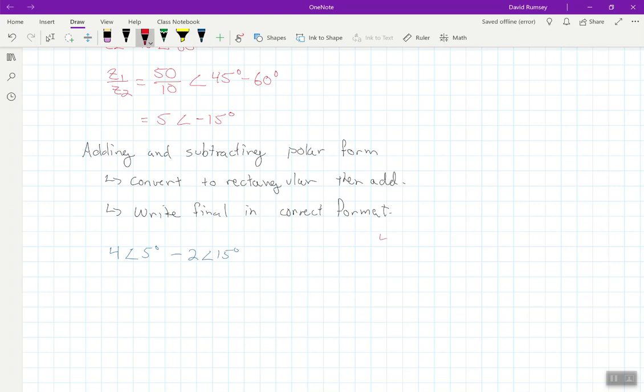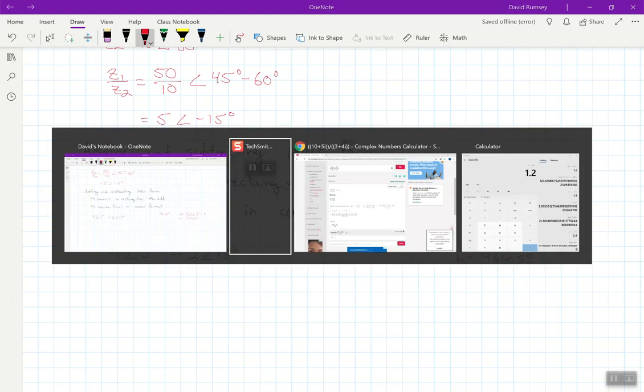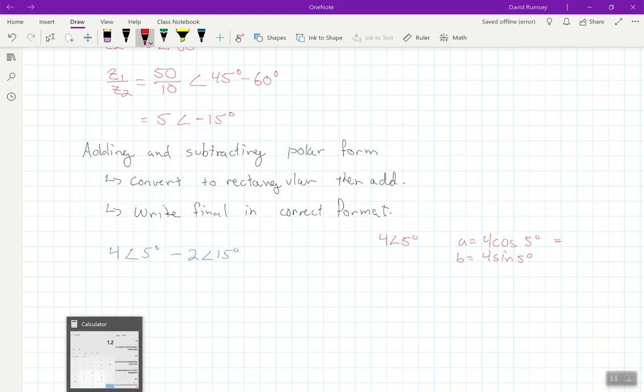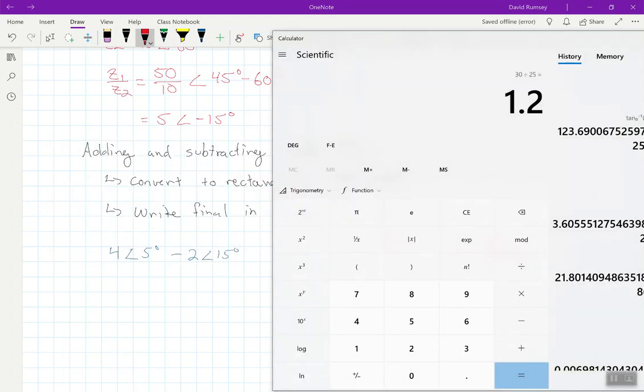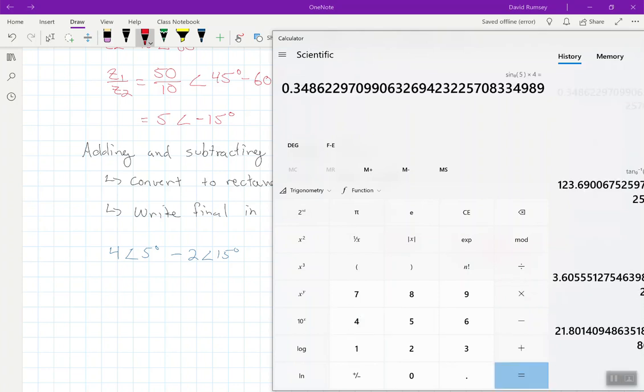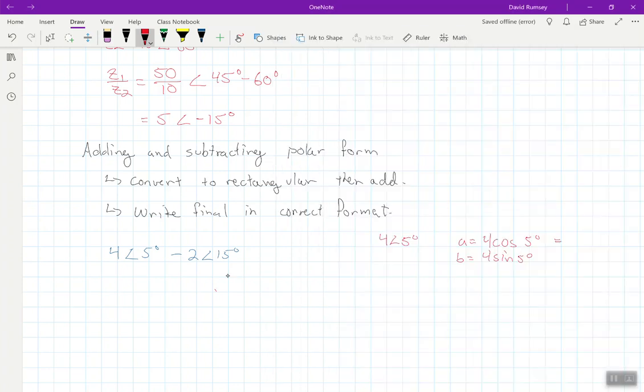So 4 at an angle of 5 degrees would get me A is equal to 4 cosine 5 degrees. B is equal to 4 sine of 5 degrees. So let's go ahead and do that real quickly here. So 0.349 for this one.